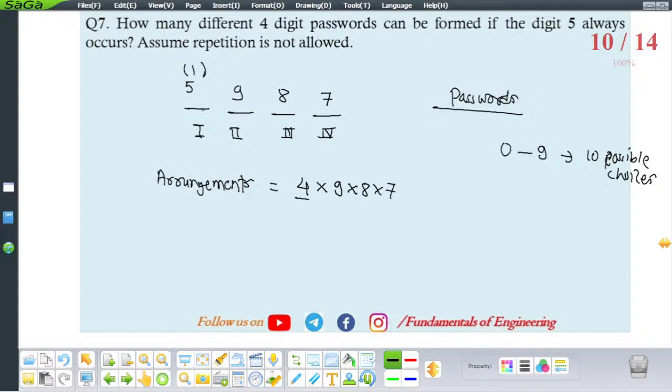Because 5 can appear at the first position, at the second position, at the third position, or at the fourth position. These are the possible choices, right? So 1, 2, 3, 4 possible choices we can get here, and the remaining are 9 into 8 into 7, because out of 10 we have used 1.